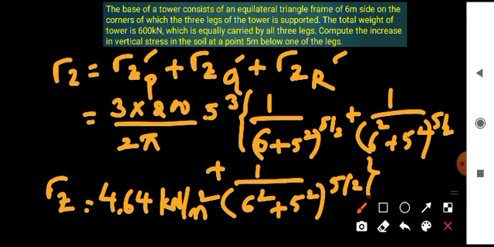As it is said, we have to compute the increase in the vertical stress in the soil at a point below one of the legs. So below the P point, the P leg we have considered, and the value is going to be 4.64 kilonewton per meter square.